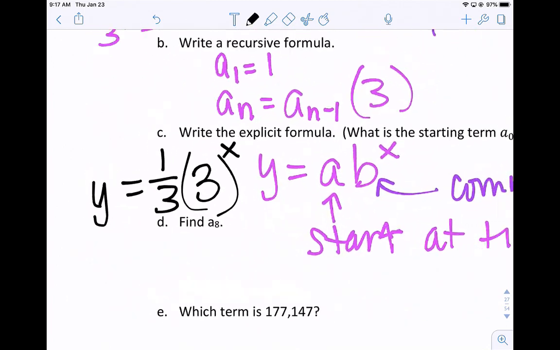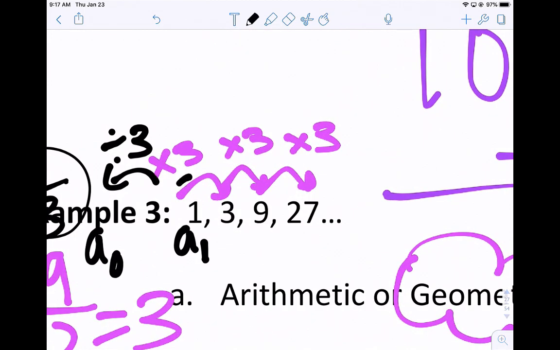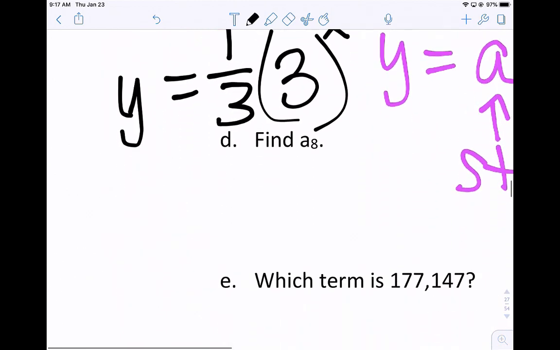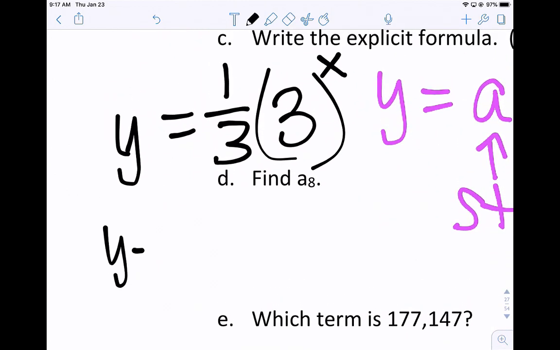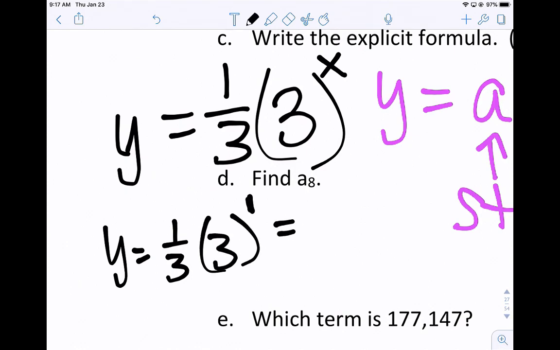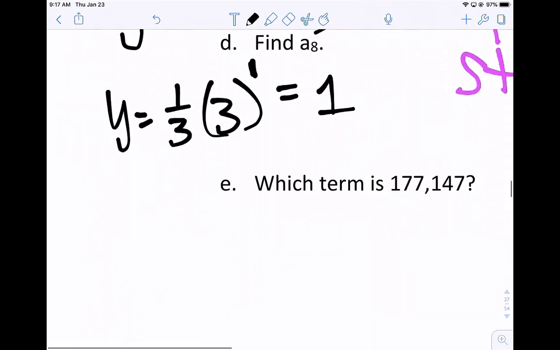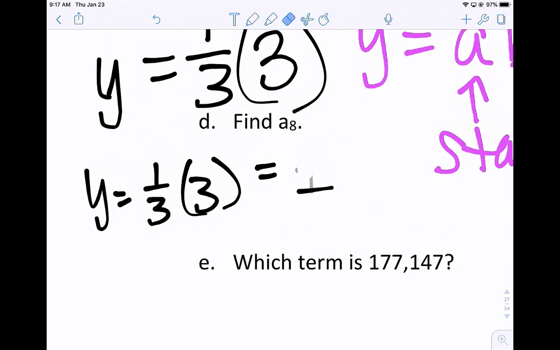We can test it. So we know the first term is 1. So let's check that and see if that works. So we have y equals 1/3 times 3 to the first power. And if we type that in, we get a 1. And that's what we started with right here. First term is 1. So now let's use this to find the 8th term.